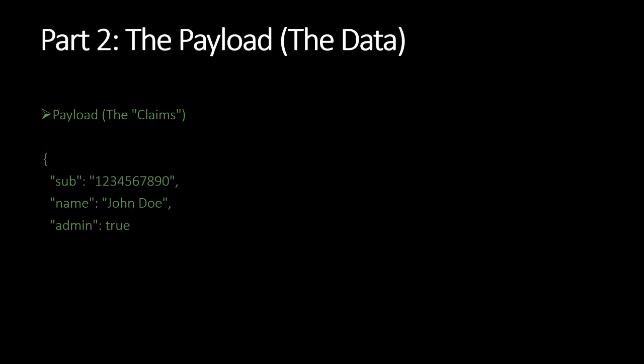Another part is the payload. This is the good stuff, the actual data it stores about the user. This is where you put the user ID, their name, or any permissions they have. This JSON is also encoded. An important note here is that this data is not encrypted, just encoded. Anyone can decode it and read it.